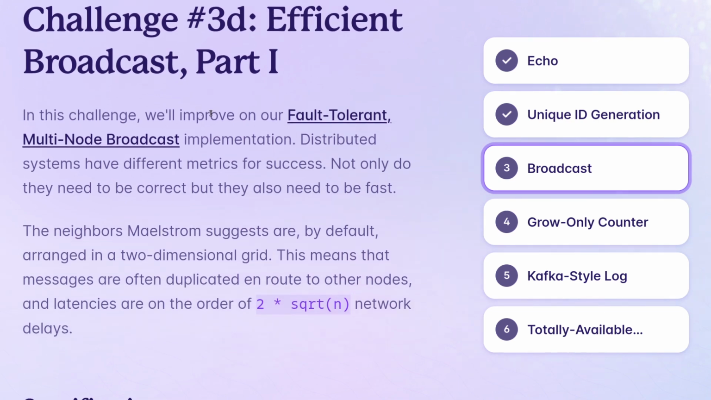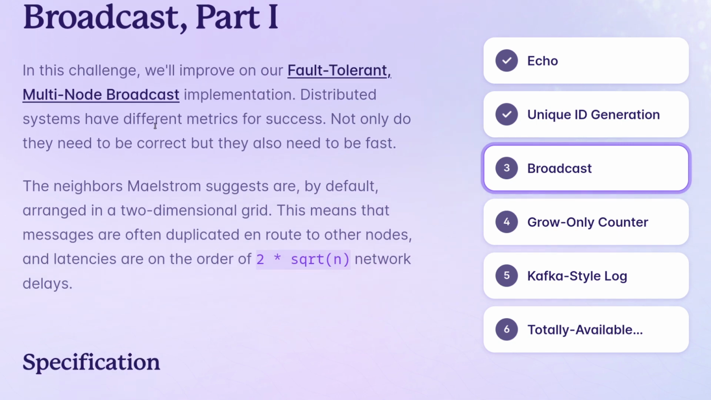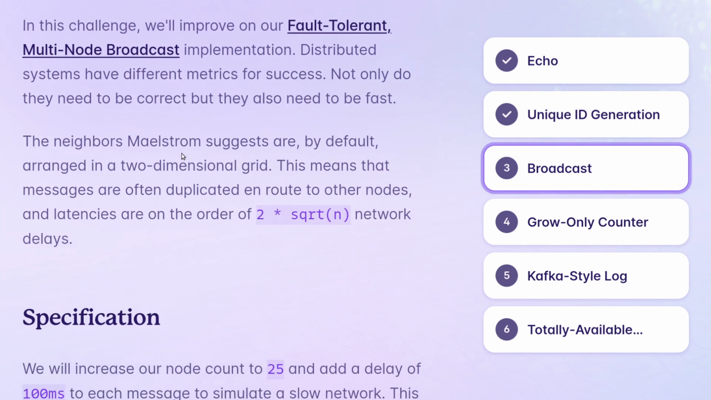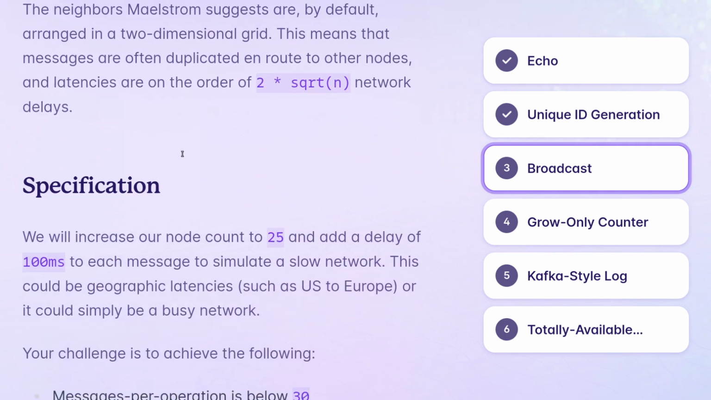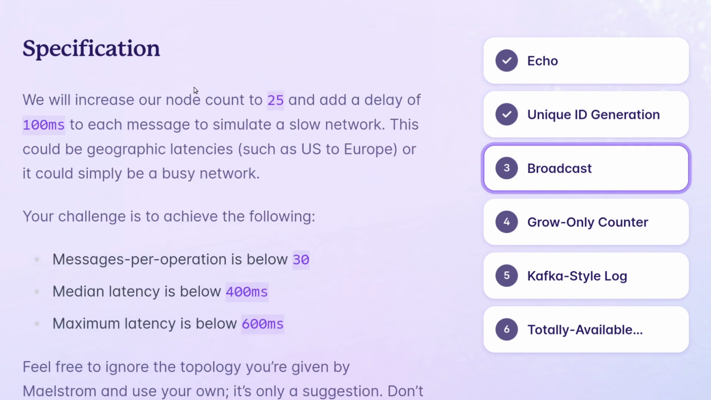In this challenge, we'll improve on our fault tolerance, which was the previous challenge implementation. So they have defined some metrics for success for this challenge, and not only those metrics need to be met, but the overall correctness of the distributed system also needs to be checked. So let's go to the specification.